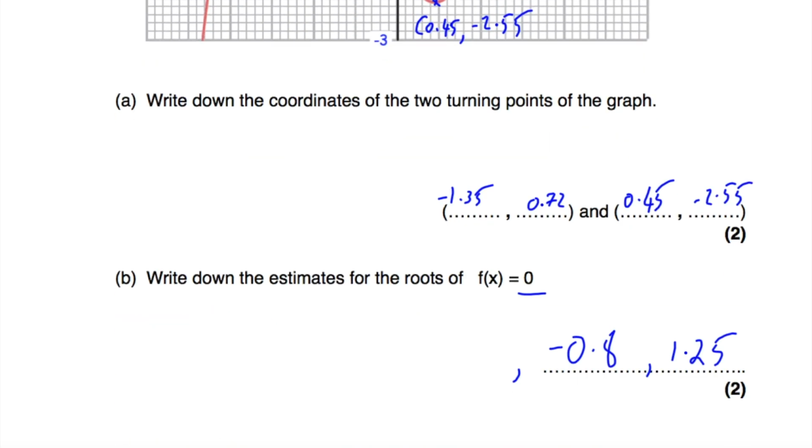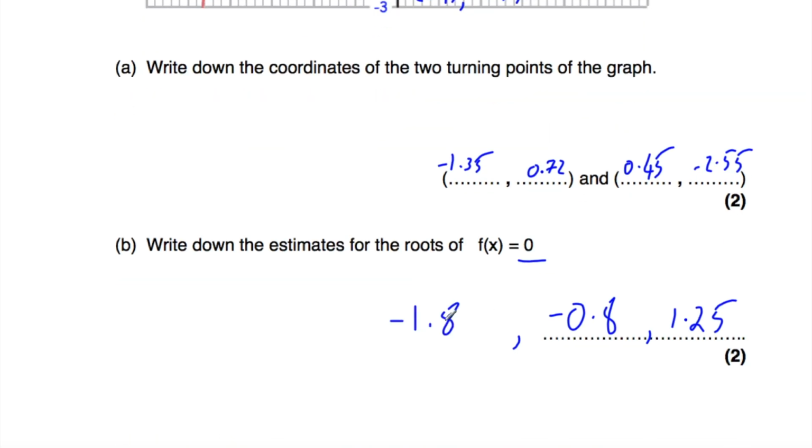So let's write that down. Negative 1.82. And there are three solutions that x equals. So x equals negative 1.82, negative 0.8, or 1.25. And that's it. That's our estimate for the three roots of that equation.